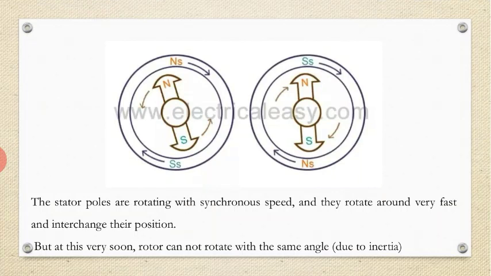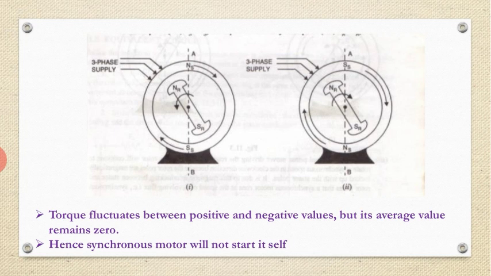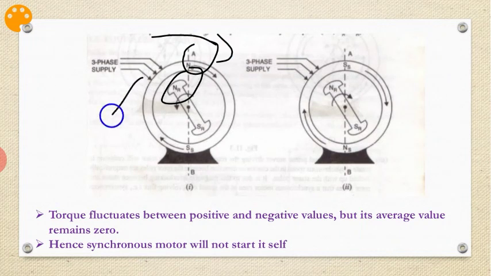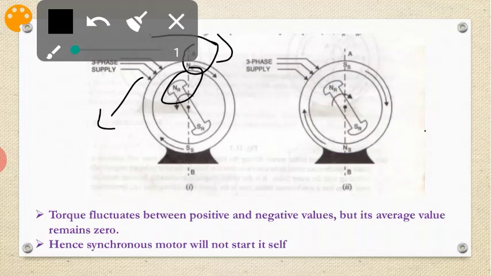So I hope it is clear. This is another figure I put. If you look here also, NS and NR, the rotor pole and stator pole. The stator is in this direction and the rotor in this, because here it will be repulsion, and here it will be attraction, so the average torque remains 0. Hence the motor will not self start.